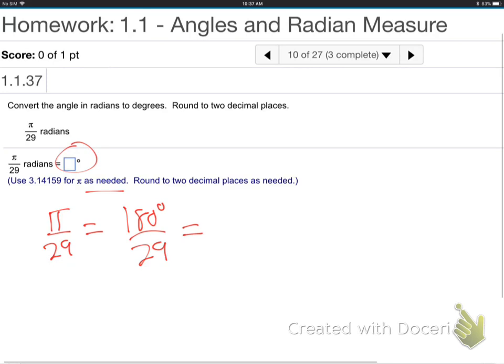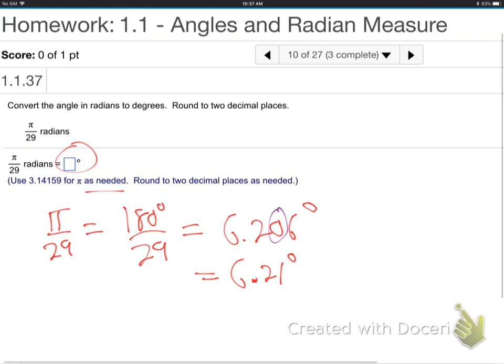So 180 divided by 29. You should calculate, because they want a decimal, 2 places: 6.206 degrees, which rounds to 6.21, doesn't it? Remember how rounding works? I know that seems silly, but you've got to be clear.